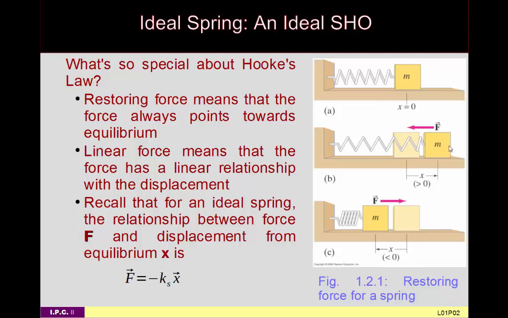And when you displace it by some distance x, there's going to be a restoring force in the opposite direction from the displacement. So the shaded block in these two diagrams represents the equilibrium position. Here we've stretched the spring, here we've compressed the spring. In both cases you have a force that points towards the direction of equilibrium. And for our ideal spring, the vector force is related to the vector displacement from equilibrium by this equation. Force is equal to negative spring constant times x.